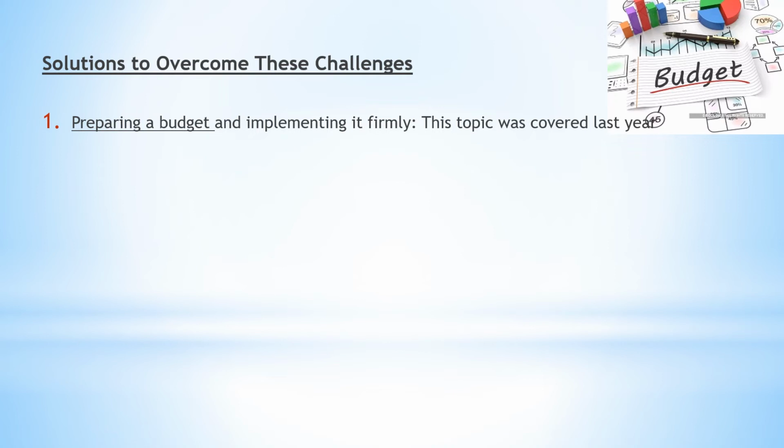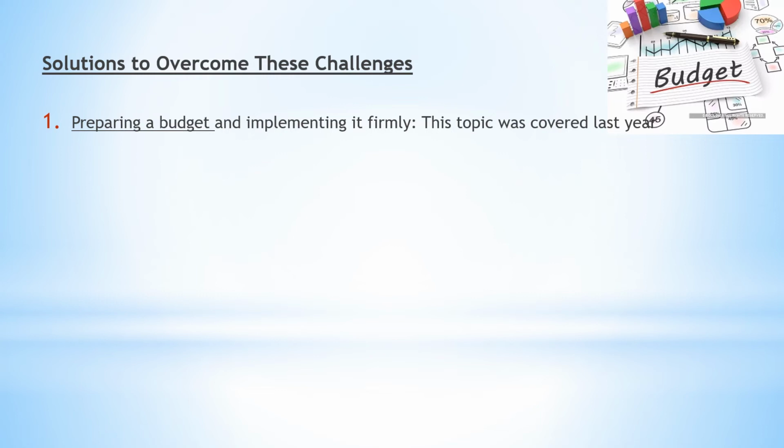This topic was covered last year, and just briefly, we determined the period of our budget, for example 1 week or 1 month. If it's for 1 week, we estimate or forecast the income for the week, and we forecast the variable and fixed expenses for the week, and then we subtract total forecasted expenditure from total forecasted income to determine whether it's going to be a saving or a deficit. And if it's a deficit, we take action by decreasing our list of expenses or find ways to increase our income. So that is the preparation of a budget.